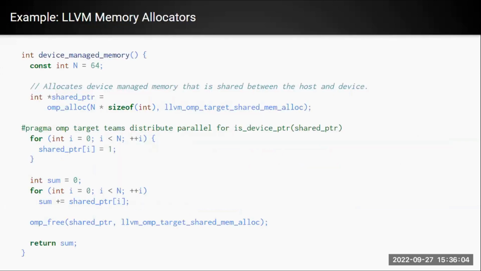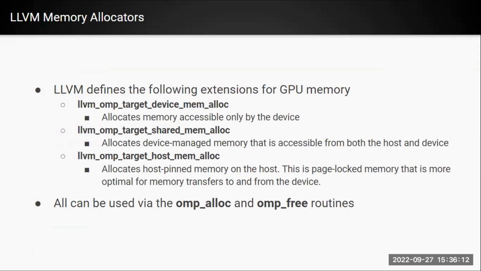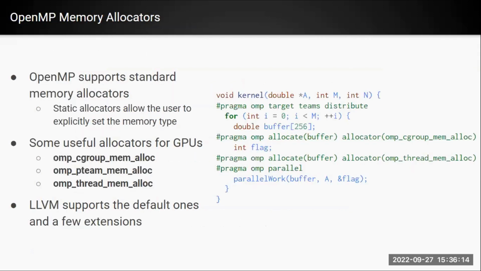Okay, and an example here. Johannes. Yes. The page before that page, you went over too fast. One more page back. Could you just do this page again? C group, P team, and thread. Those allocators. Okay. I mean, now you called me out on something I tried to avoid speaking about. So thank you, Greg.